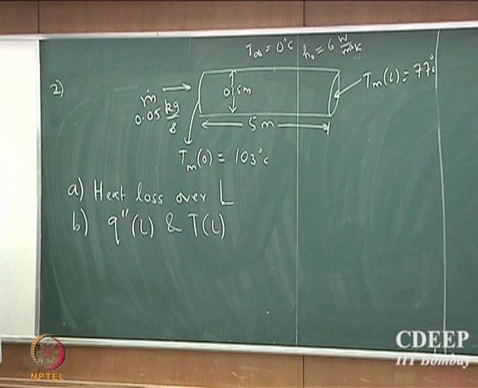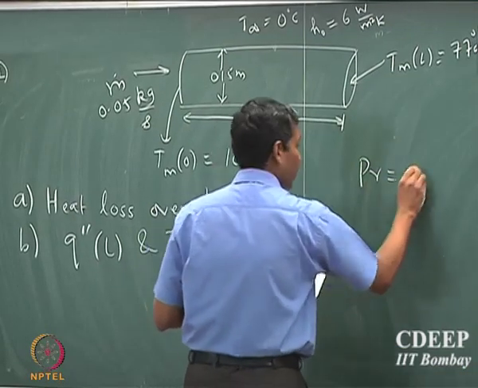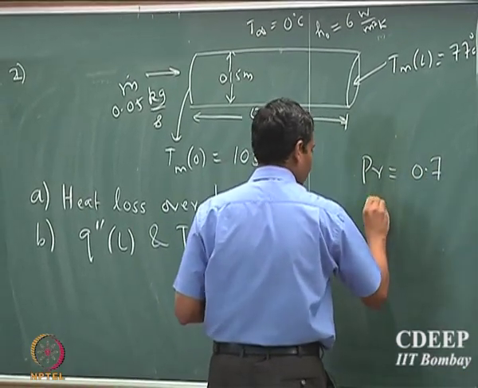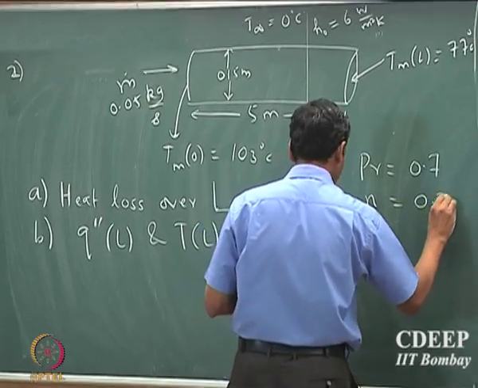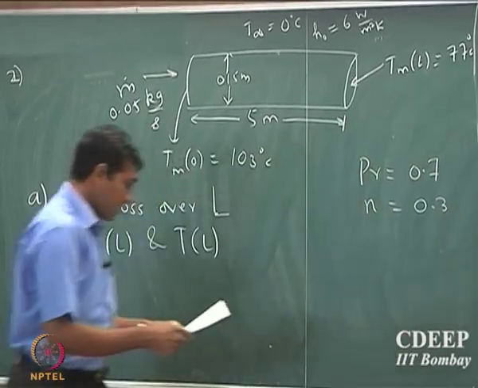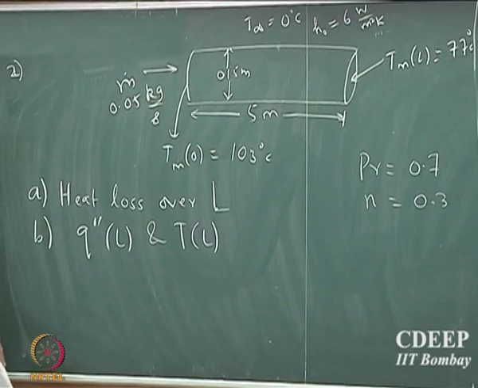So here the question is, what is the heat loss over the whole length of the tube, what is the flux, and what is the temperature distribution? The temperature at L, and some numbers are given here. The Prandtl number is 0.7, and n is 0.3. So how do we go about calculating this?